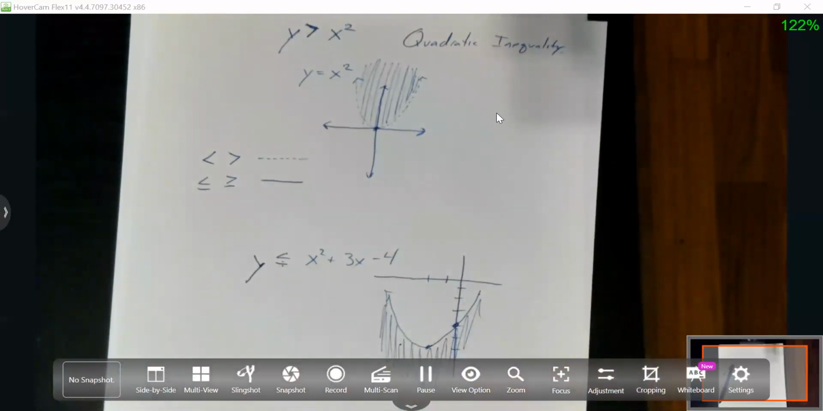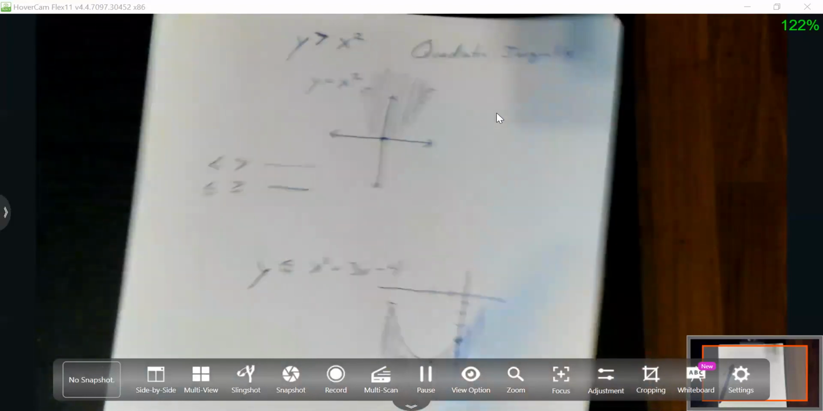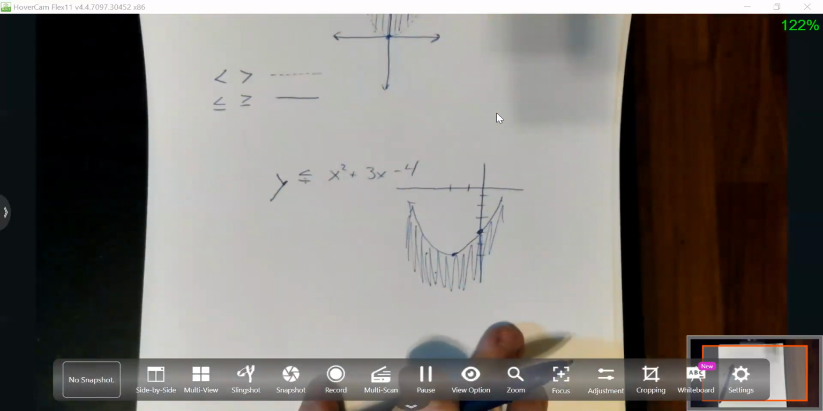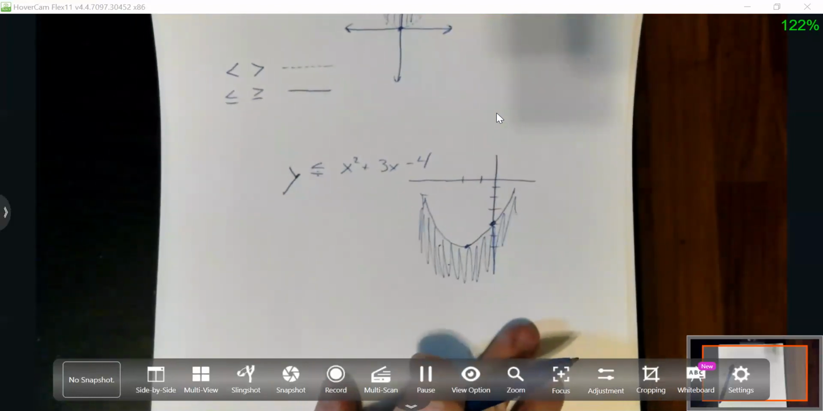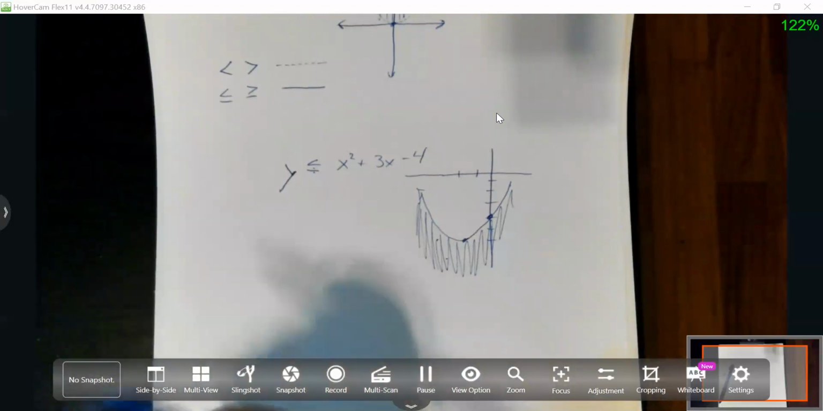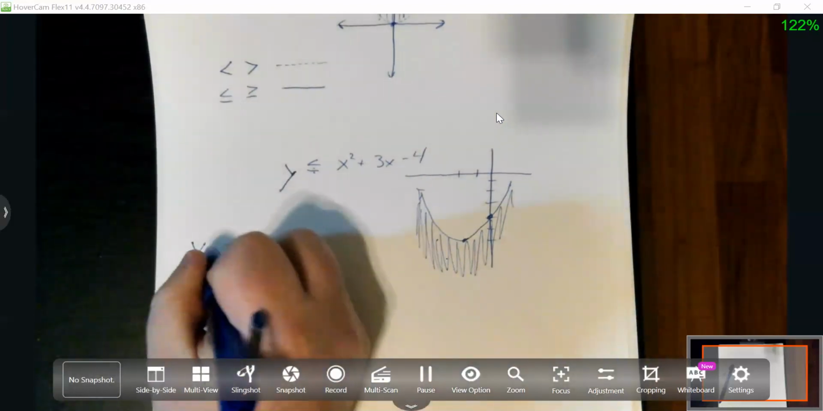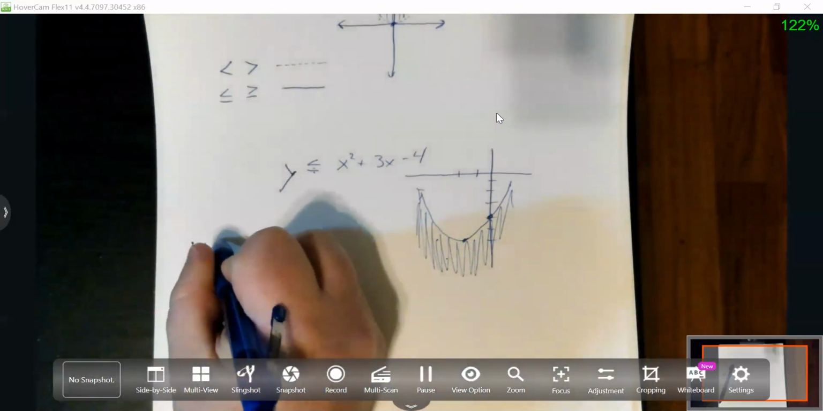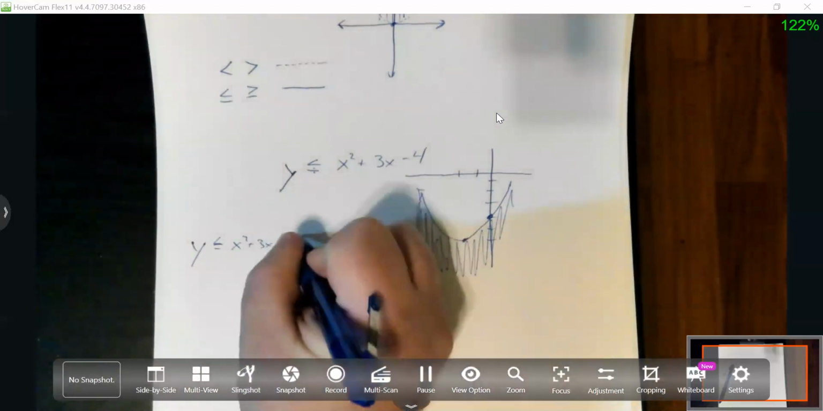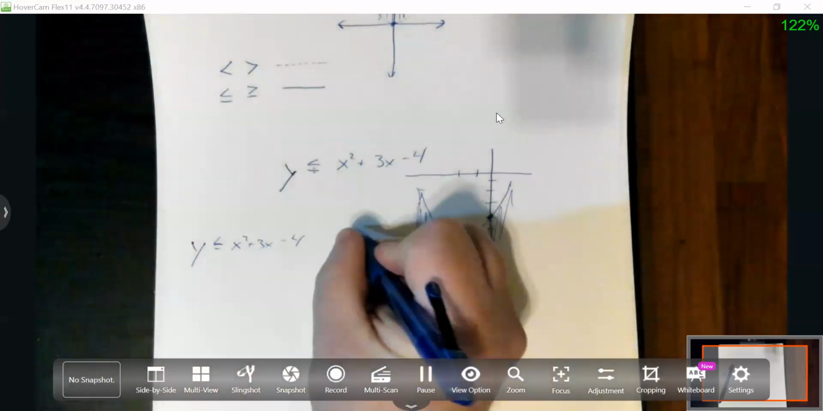Now, I didn't show much work for how I actually graphed it. You're welcome to graph it whichever way you want to do. You can plot a whole bunch of points. We could do this with completing the square. It honestly doesn't matter. I'm going to show one or two of them real quick. This is kind of a refresher. So let's say we had y is less than or equal to x squared plus 3x minus 4. And I'll do completing the square because that's one of the last things we did.